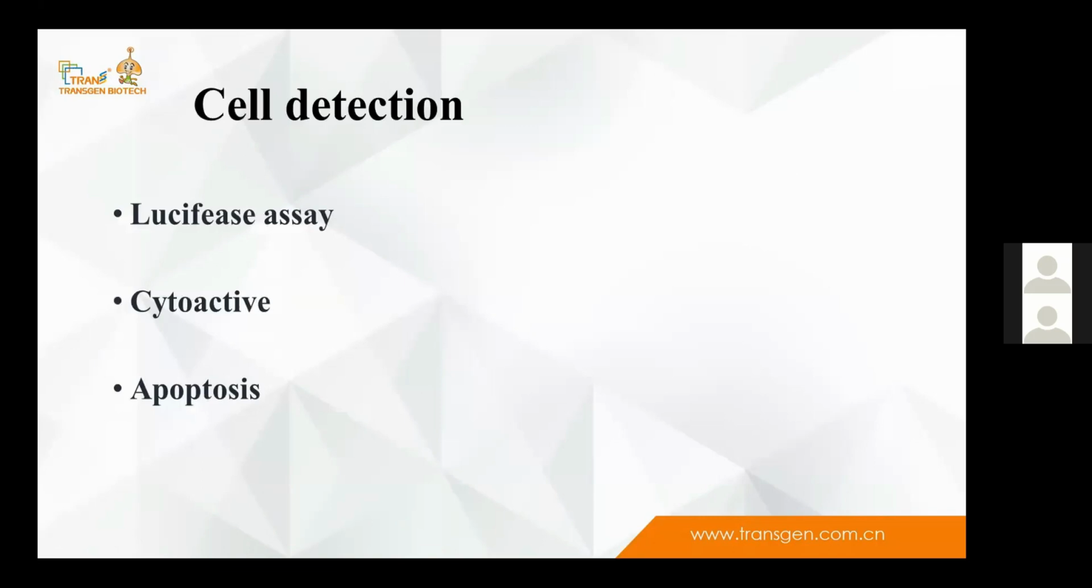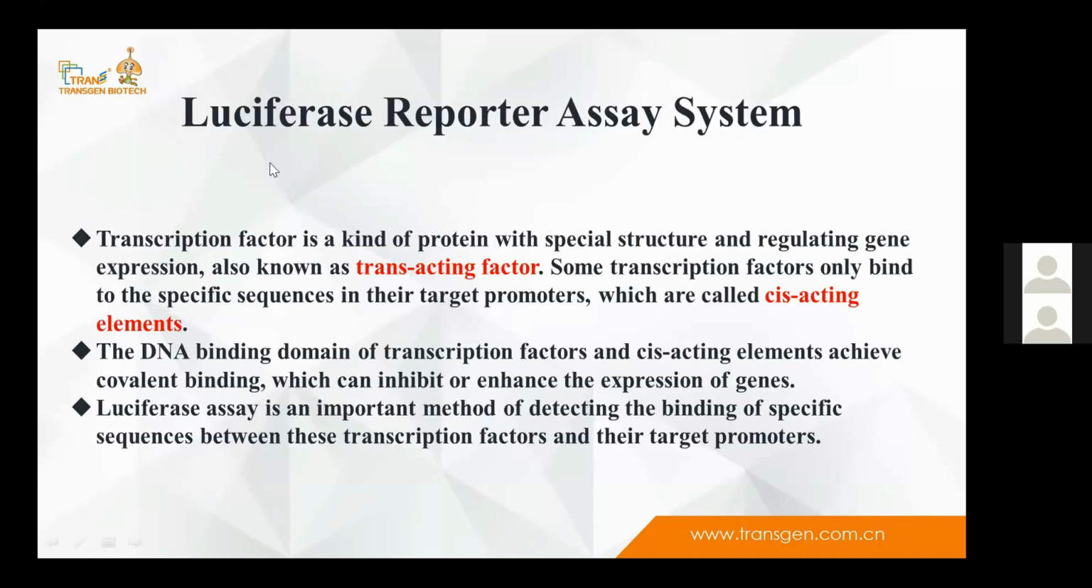After the transfection, we have to detect the cells, usually the gene expression level. The luciferase assay shows the transcription level of the genes, and the cytoactivity. We can use the CCK and the MTT to detect the cell's activity. And apoptosis shows the cell death. So first of all, we have to focus on the luciferase reporter assay system.